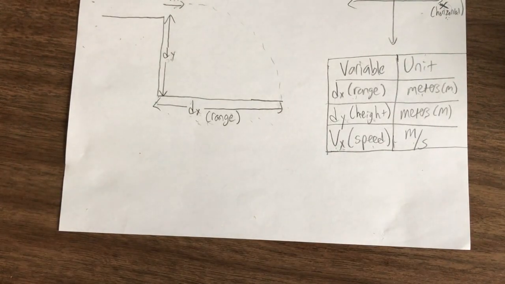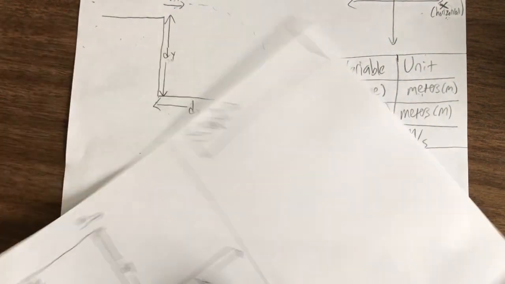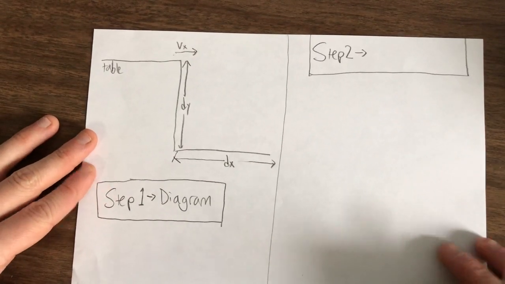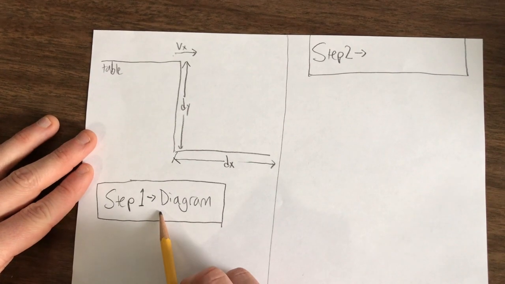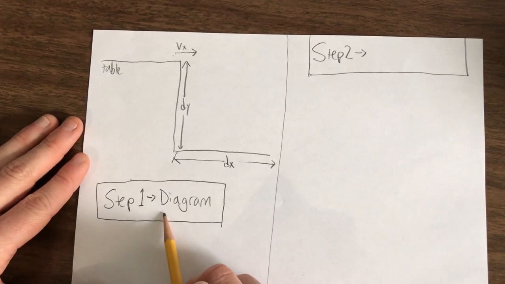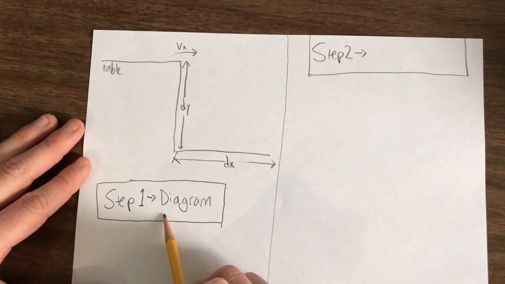Okay, so hopefully you copied that down. Now we can go ahead and solve the problem together, all right? Okay, step one is you need to draw a diagram, all right? So you could pause it right now and draw this diagram right below where you copied the problem.